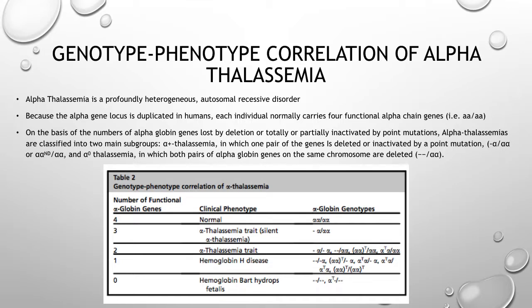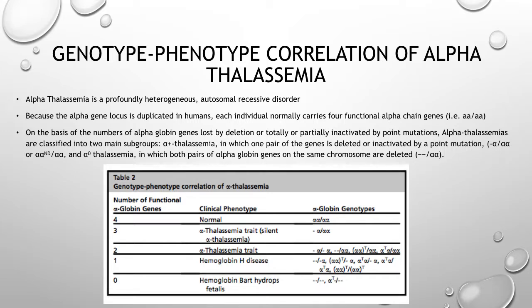It is a profoundly heterogeneous autosomal recessive disorder. And because the alpha gene locus is duplicated in humans, each individual normally carries four functional alpha chain genes. On the basis of the numbers of alpha globin genes lost by deletion or totally or partially inactivated by point mutations, alpha thalassemias are classified into two main subgroups: alpha-positive thalassemia, in which one pair of the genes is deleted or inactivated by a point mutation, or alpha-zero thalassemia, in which both pairs of the alpha globin genes on the same chromosome are deleted.